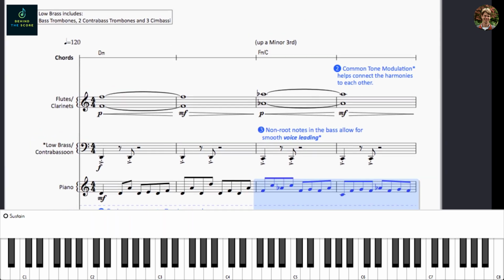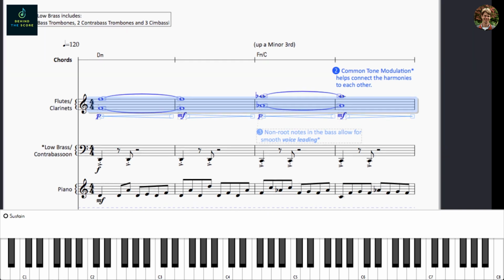Up above, we have our chord staff, which is providing an overview of what's happening harmonically. So when we modulate in measure 3, we see we have F minor over C. And I'll talk about the bass in just a second. We have flutes and clarinets, which are also supporting the harmony, and this continues throughout.